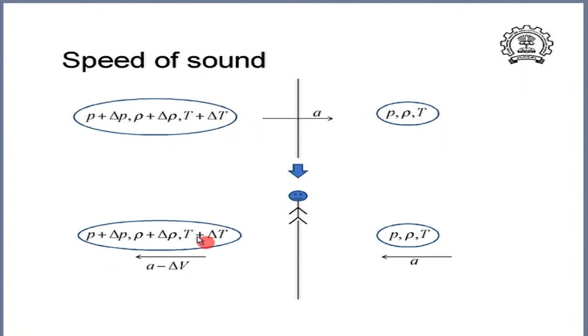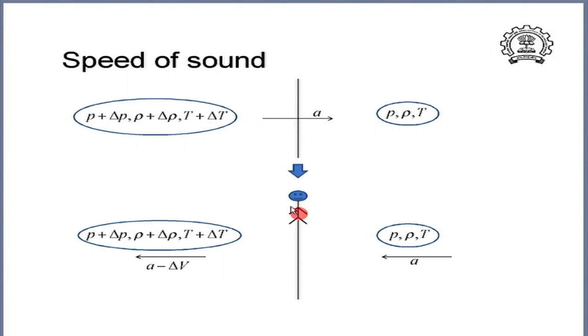And for the purpose of this analysis, I am assuming that this wavefront is such that delta P and correspondingly delta rho and delta T, namely the changes in pressure, density and temperature, are positive. In other words, this sound wavefront is increasing the pressure by amount delta P, increasing the density by amount delta rho and increasing the temperature by amount delta T. And correspondingly, I anticipate that with respect to the coordinate system that is attached to the sound wavefront, I see that the fluid that is ahead of the wavefront is approaching the wavefront with the speed A.